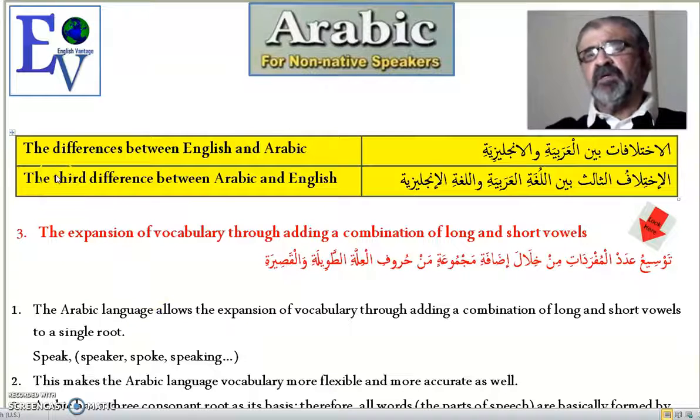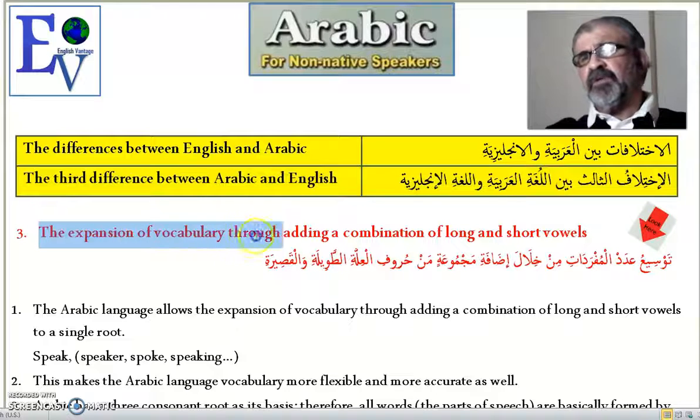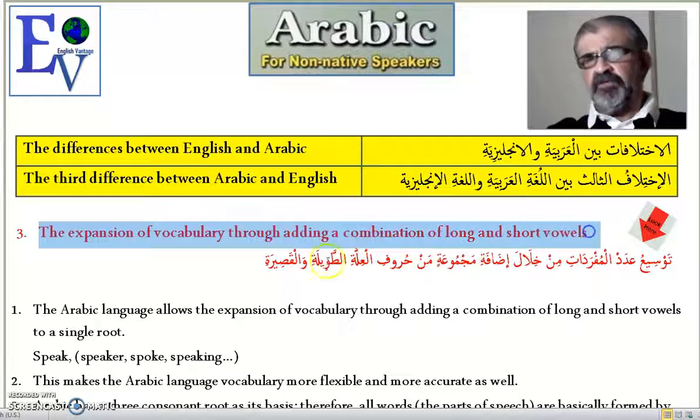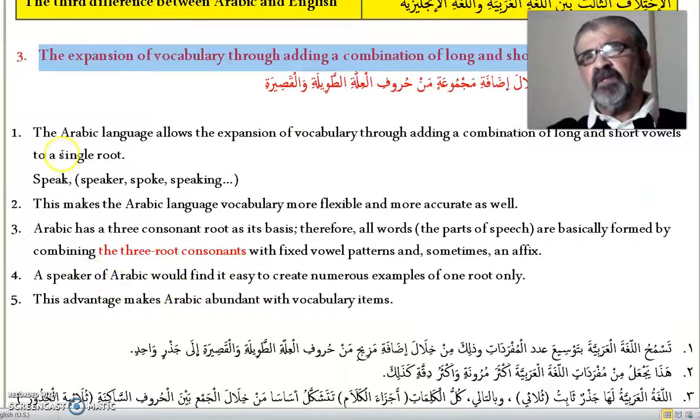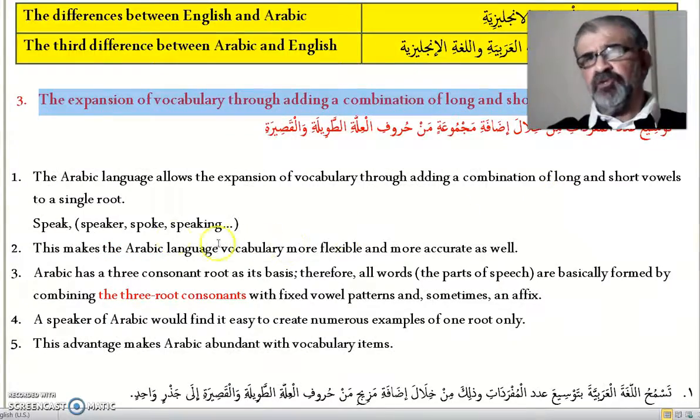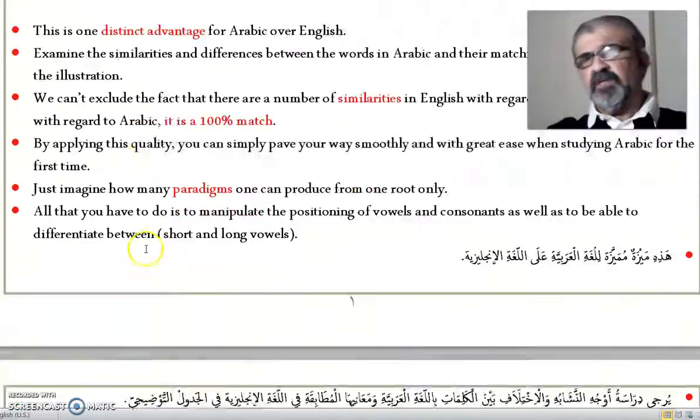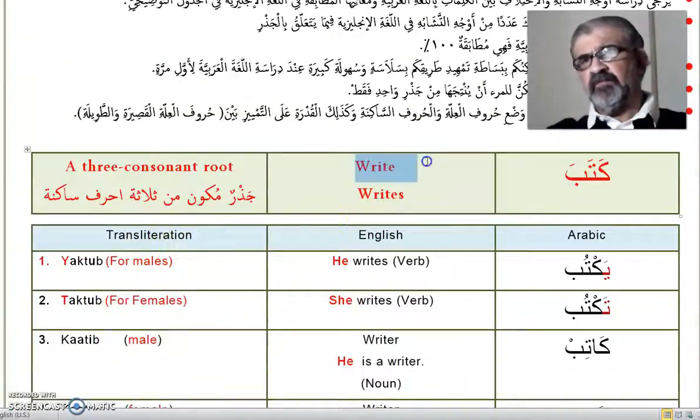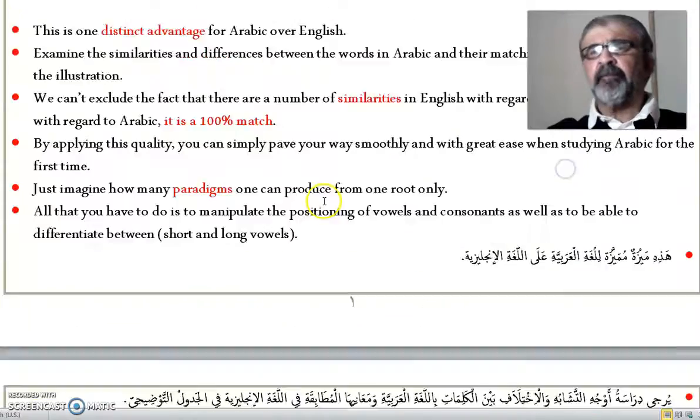Today's tutorial is going to deal with the third difference between Arabic and English, which is the expansion of vocabulary through adding a combination of long and short vowels. Okay? The Arabic language allows the expansion of vocabulary through adding a combination of long and short vowels to a single root. Like, for example, write, kataba. Okay?